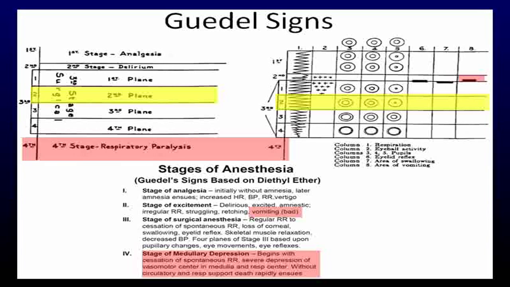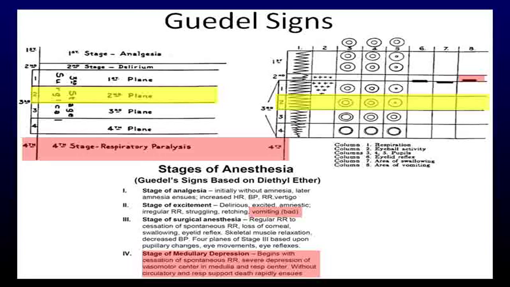when he was using ether, he found that the patients displayed these signs as they would move through the inhalation of this ether. And so, stage 1 would be where the patient would be awake but feel better. Stage 2, they would start to get a little agitated, disoriented, combative. And that's the goal, by the way, everybody, is to rush the patient through stage 2.